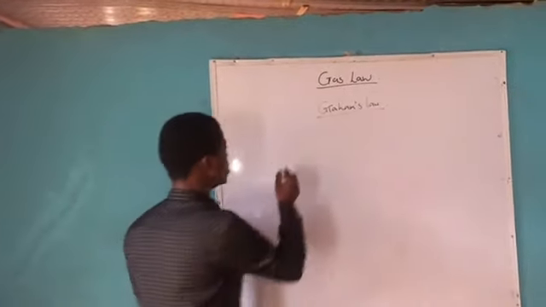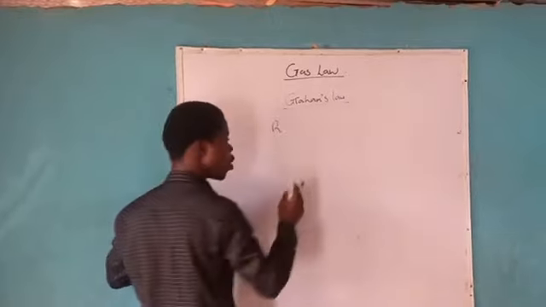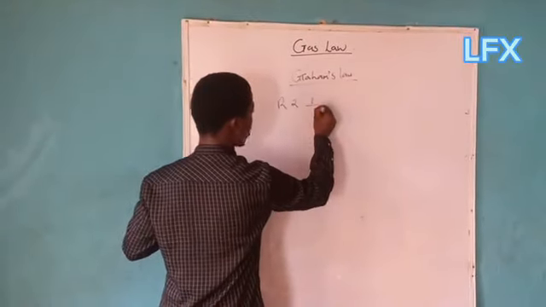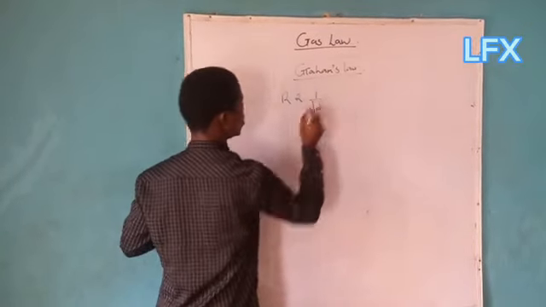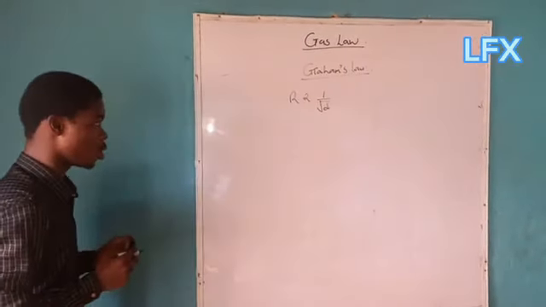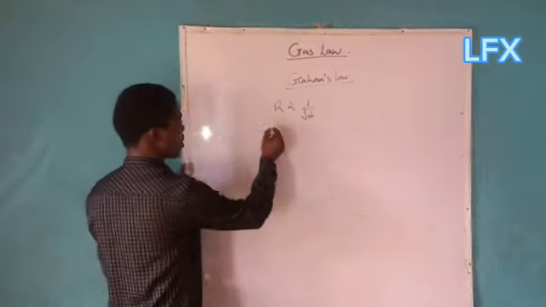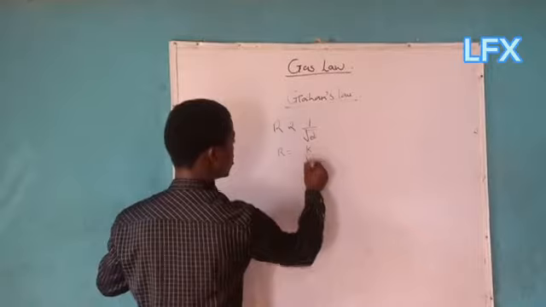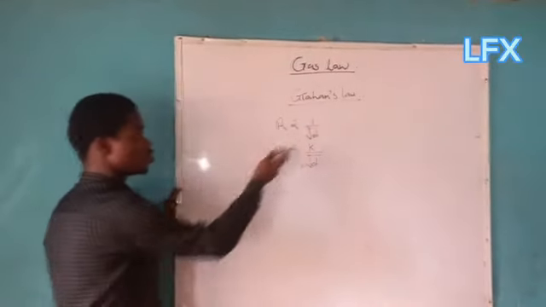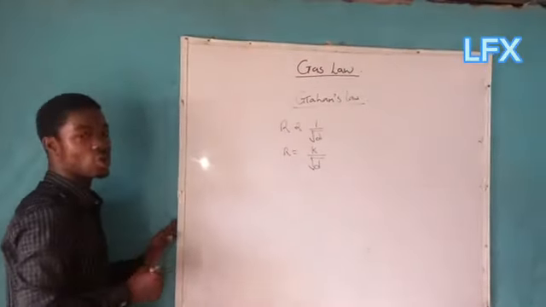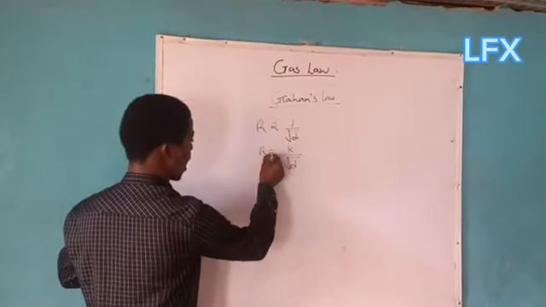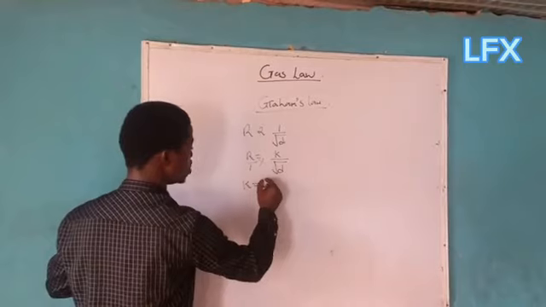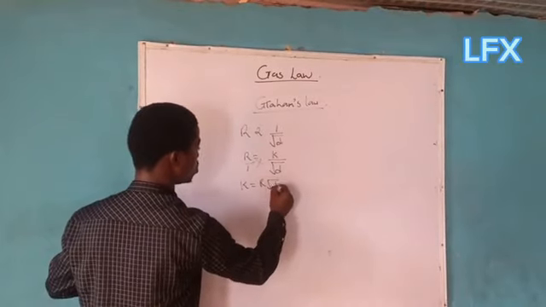It says that the rate of diffusion of a gas, how a gas will flow, is inversely proportional to the square root of its vapor density. So if I introduce a constant, I will have R equal to K over the square root of D. So it's just a constant of proportionality. And if I cross multiply, K times 1 will give me K equal to R multiplied by root D, which is R root D.